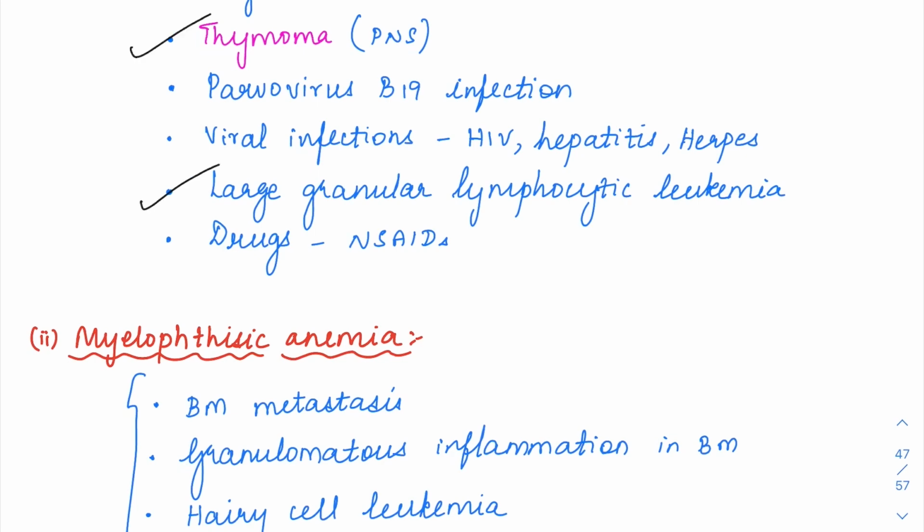So both large granular lymphocytic leukemia and thymoma can give you this pure red cell aplasia. Then certain drugs like NSAIDs. All of this can directly affect the erythroid precursors and lead to a decrease in the production of RBCs.